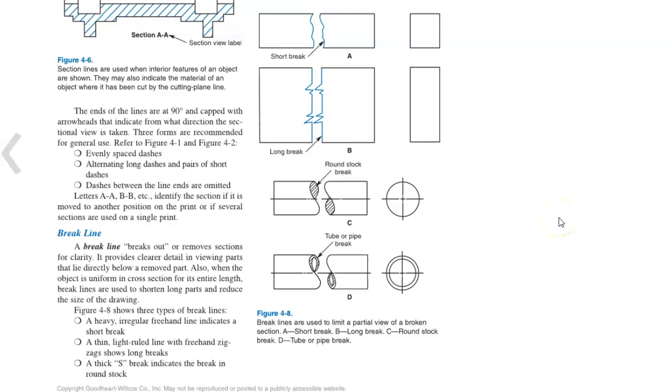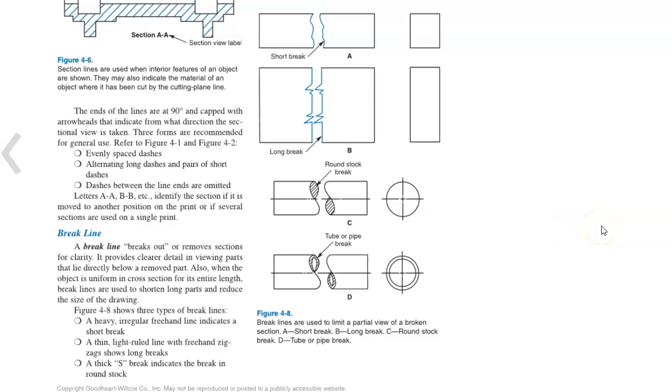Break line. A break line breaks out or removes sections for clarity. It provides clearer detail in viewing parts that lie directly below a removed part. Also, when the object is uniform in cross-section for its entire length, break lines are used to shorten long parts and reduce the size of the drawing.